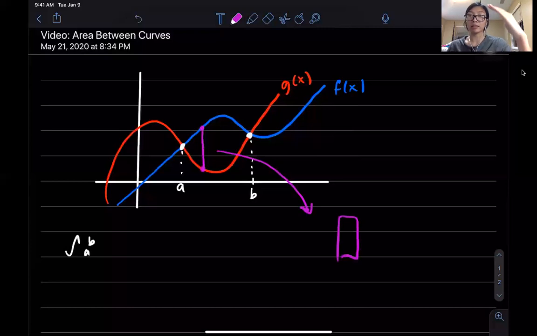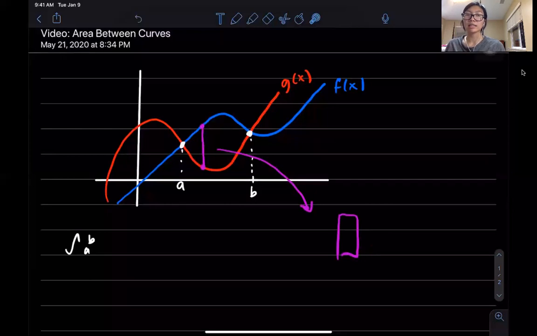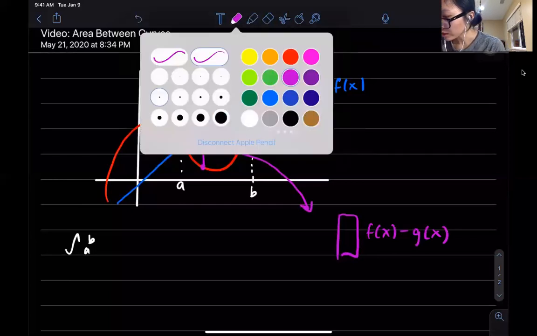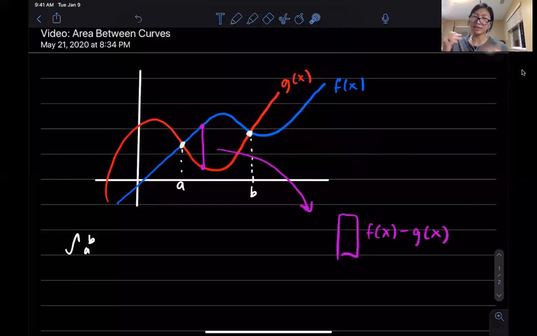So the length of the rectangle, right? So this side of the rectangle, that's going to be the top minus the bottom, right? Well, what's the top? The top is given by this blue curve, right? That's f of x. So we know that the top minus the bottom will give us the length of that rectangle. So what that means is this height is going to be equal to f of x minus g of x, right?